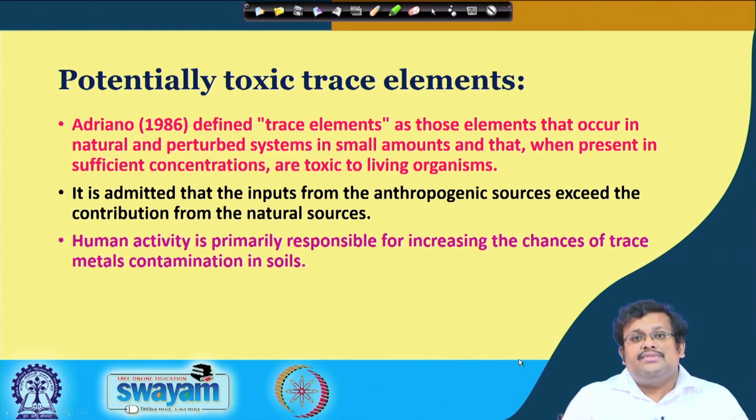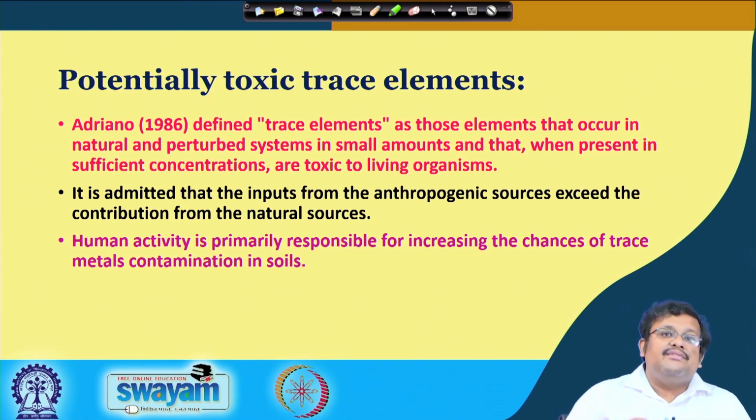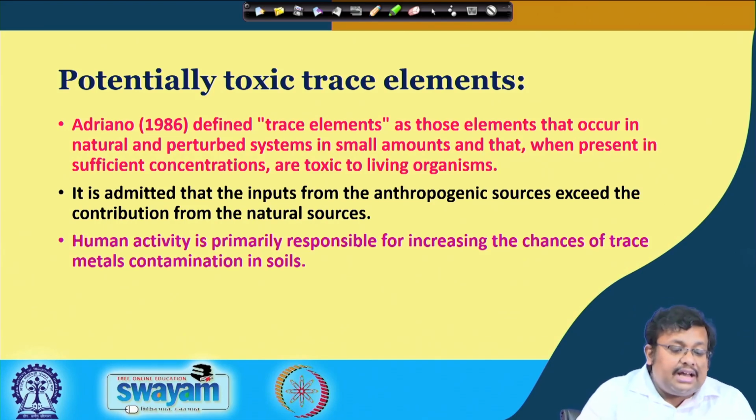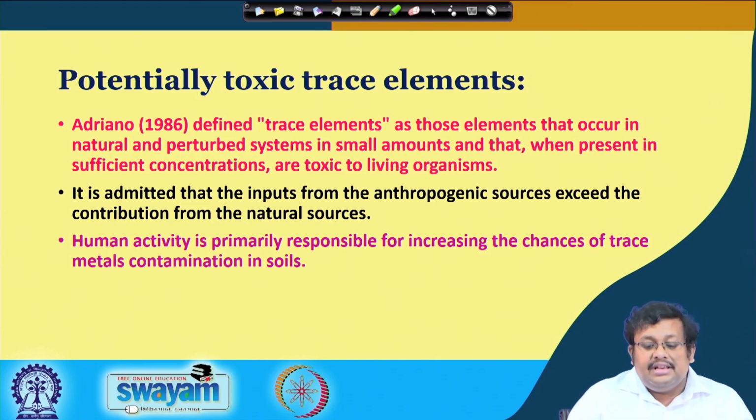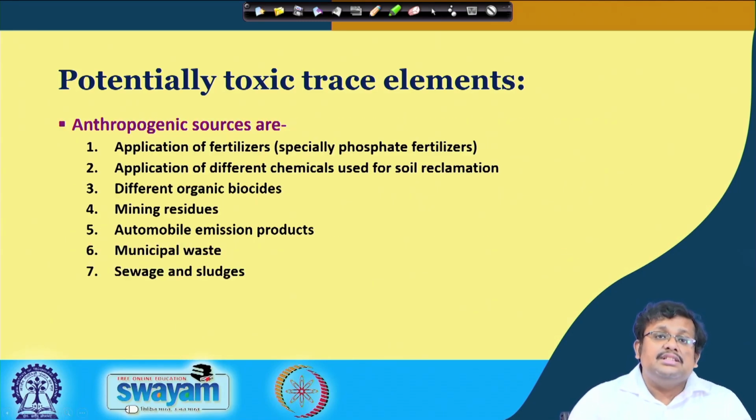Now, potentially toxic trace elements. What are the potentially toxic trace elements? Adriano in 1986 defined trace elements as those elements that occur in natural and perturbed systems in small amounts, and that when present in sufficient concentration are toxic to living organisms. It is admitted that the inputs from anthropogenic sources exceed the contribution from natural sources. Although these trace elements can originate from different natural sources, the anthropogenic sources are the major contributors, ultimately making them toxic. Human activity is primarily responsible for increasing trace metal concentration in the soils.